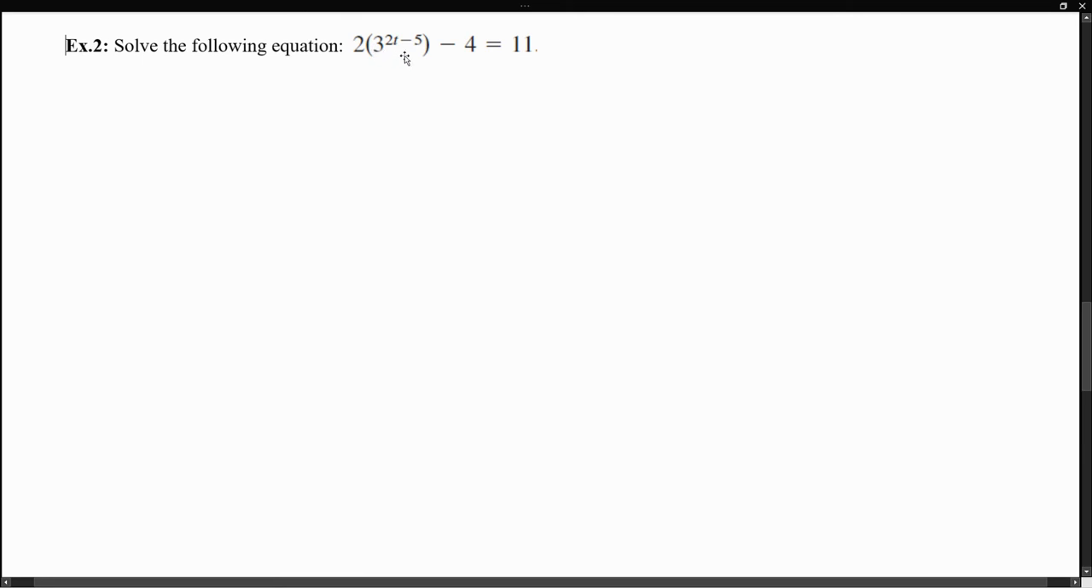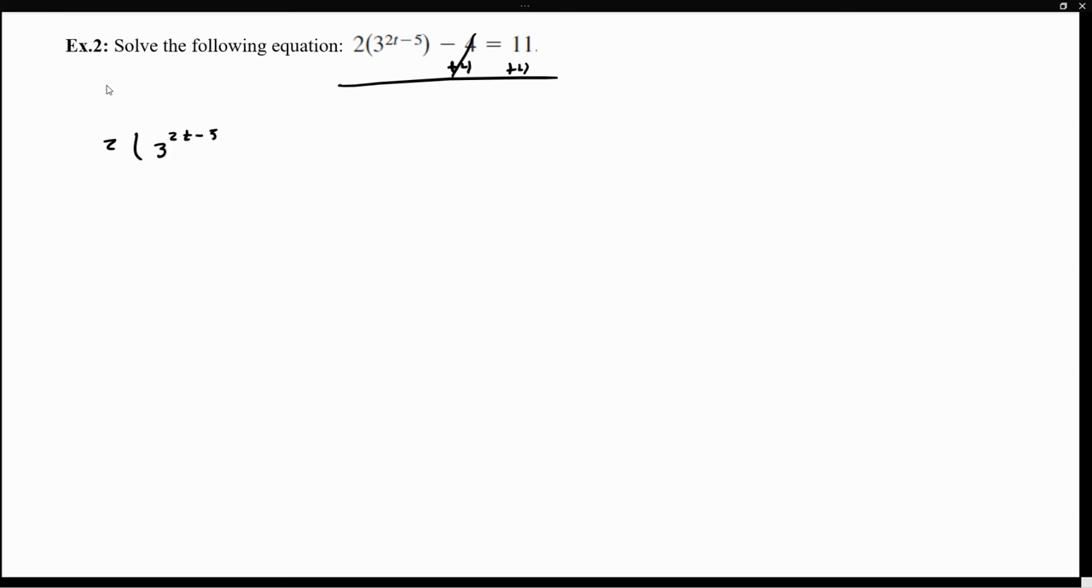First, let me isolate the whole expression. So how do I isolate the whole expression? First, I need to get rid of that 4. So I'm going to add 4 to both sides. And now I'm going to end up with 2, still parentheses, 2t minus 5 equals, that's 15. Notice that this is multiplying. Let me get rid of that 2 now. So let me divide it by 2. So 2t minus 5 equals, that's still a fraction, so let me just keep it as a fraction.